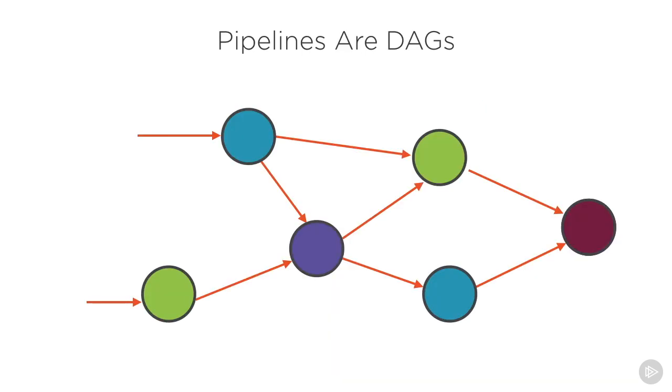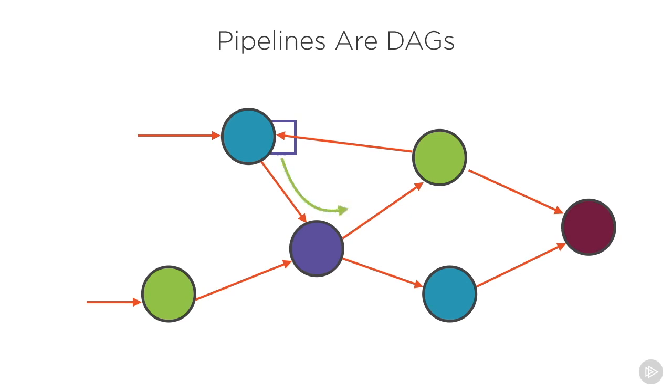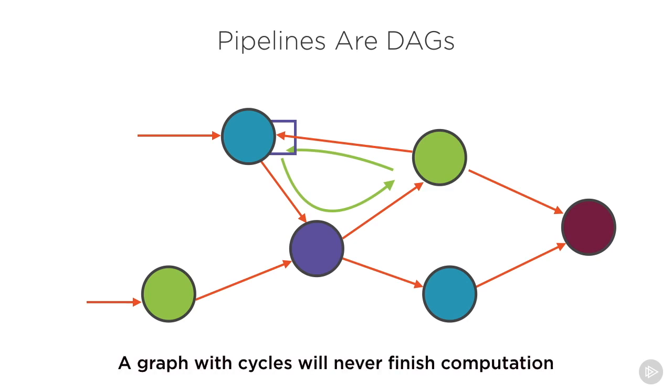An important point that I want to reiterate here about machine learning pipelines is the fact that they are all directed acyclic graphs. Notice the edges in the graph, they're all pointed in one direction. There are no cycles. That's because if you have a graph which has a cycle within it, that graph will never finish computation. Our data frames will simply go round and round within those three nodes.